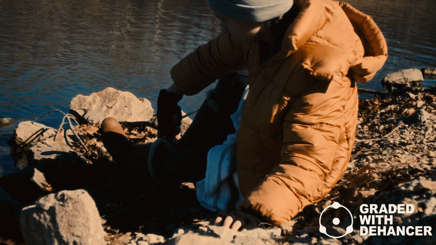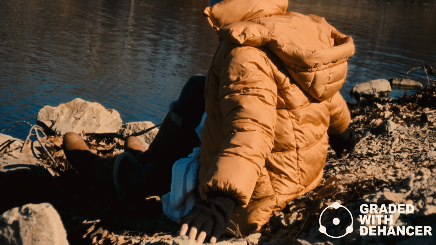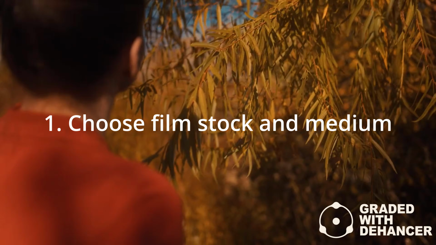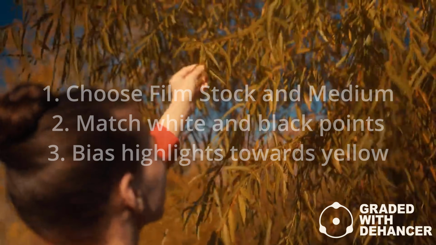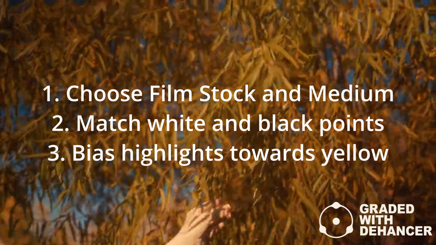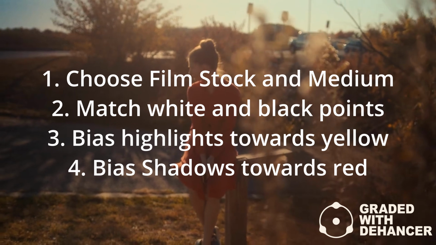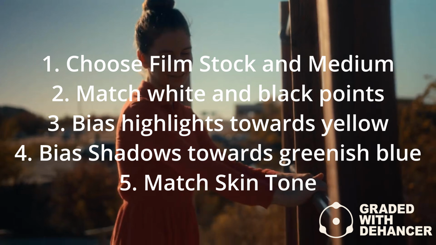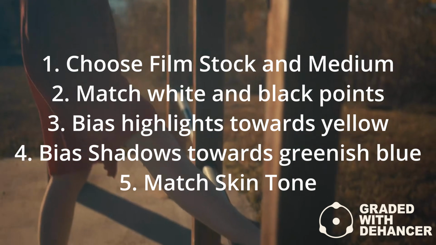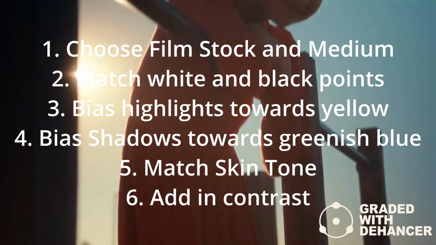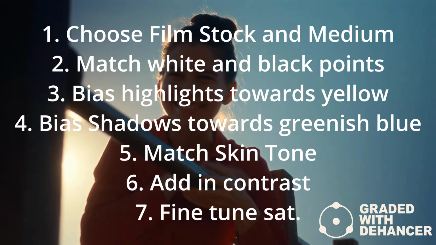Let's take our changes and make the appropriate adjustments with our goals set. We need to select the appropriate film stock and print, match white and black points, bias our highlight areas ever so slightly towards yellow, bias our shadows ever so slightly towards red, match the skin tone of the girl on the reference image to our subject, add in a good amount of contrast without losing the smooth look, and lastly, really fine-tune our saturation levels.